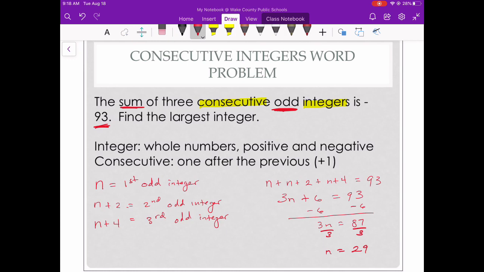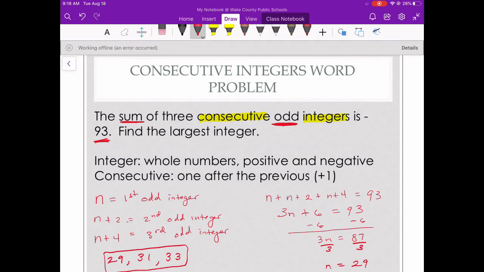Okay, so what did I just find? I found the first of 3 consecutive odd integers. So if 29 is my first, add 2 and I get to 31. Add 2 more and I get to 33. So 29, 31, and 33 are 3 consecutive odd integers that, if I add those 3 numbers up, I'll get 93. All right, so that's one version of a consecutive integers problem. Good luck.